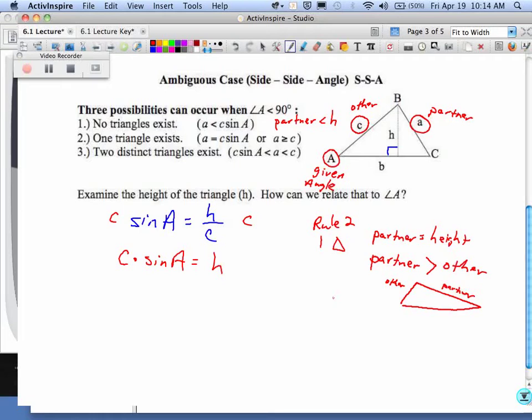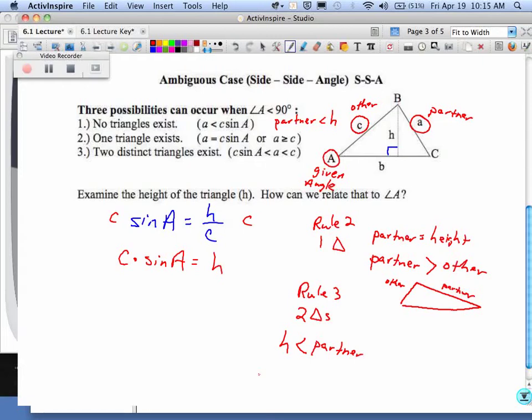The last rule, two distinct triangles. Rule three, there will be two triangles if C sine of A is smaller than A, which is smaller than C. What that means is if your height is smaller than the partner, because what happens if the partner is too big for the height?